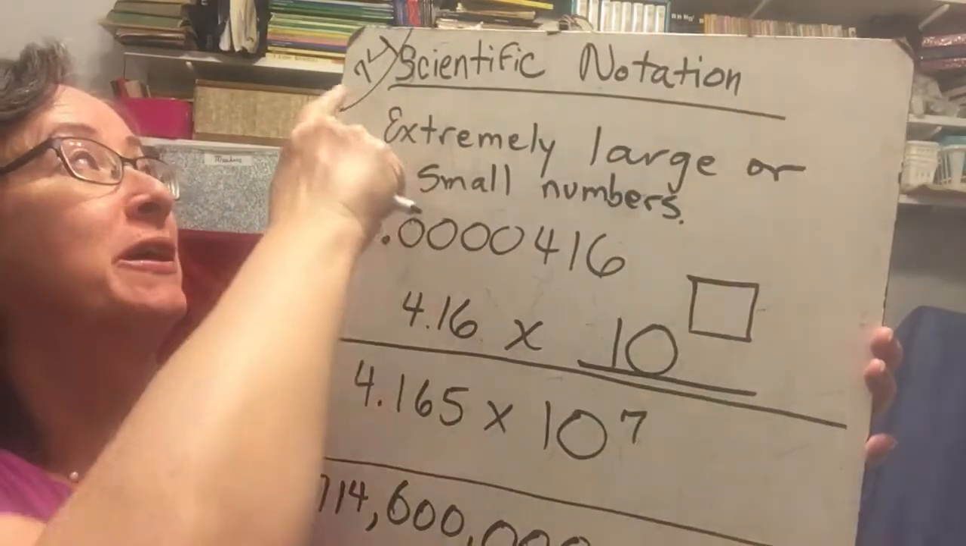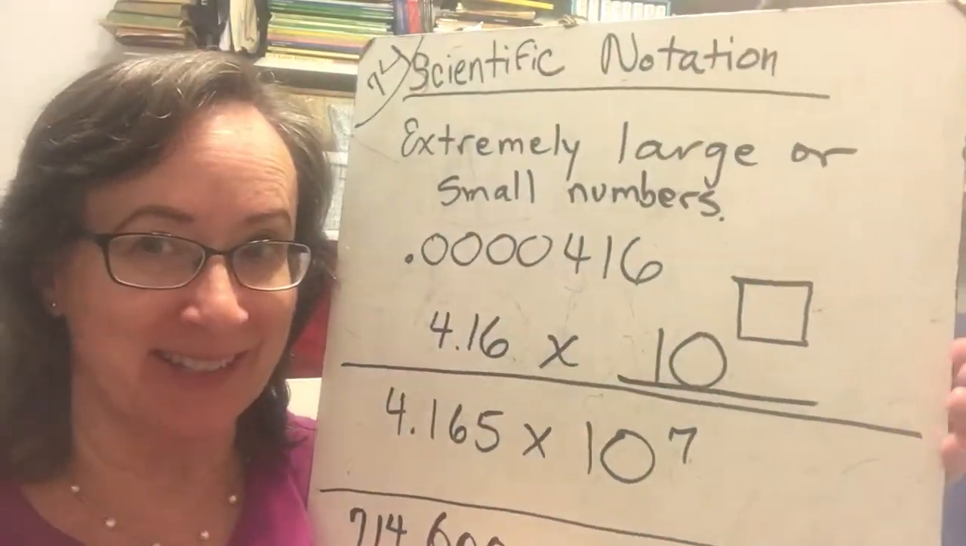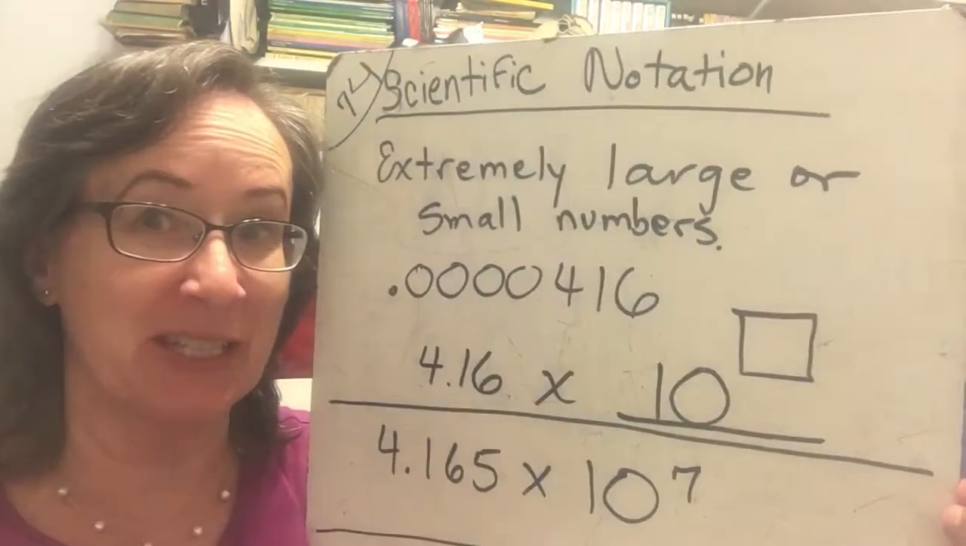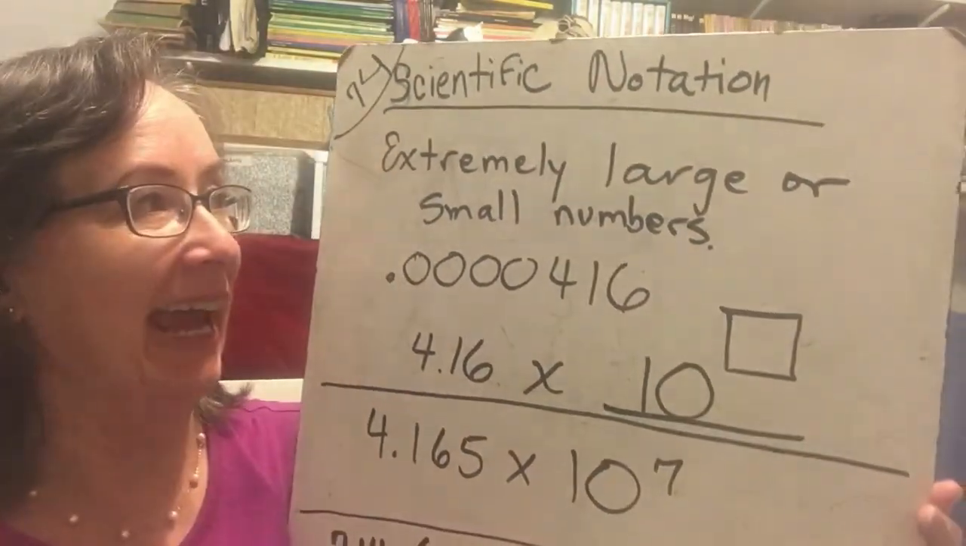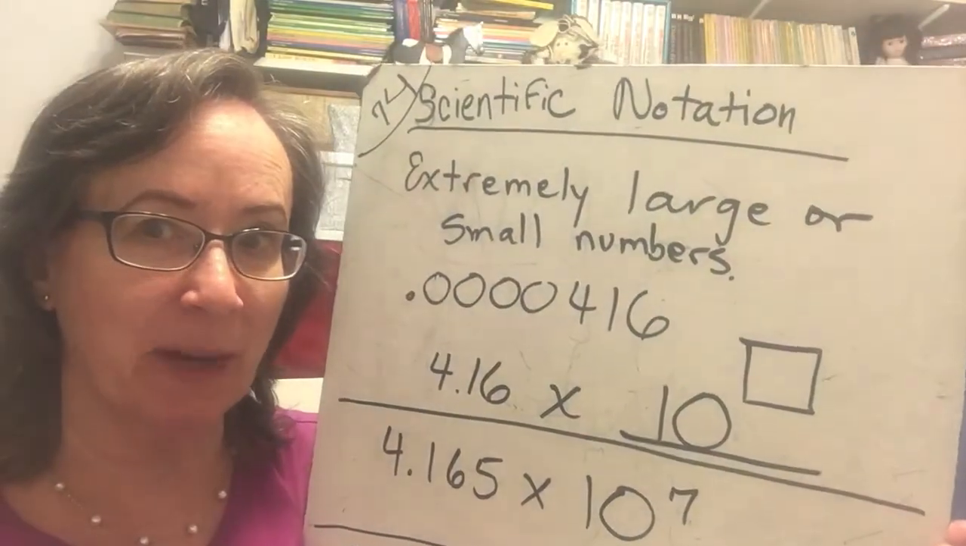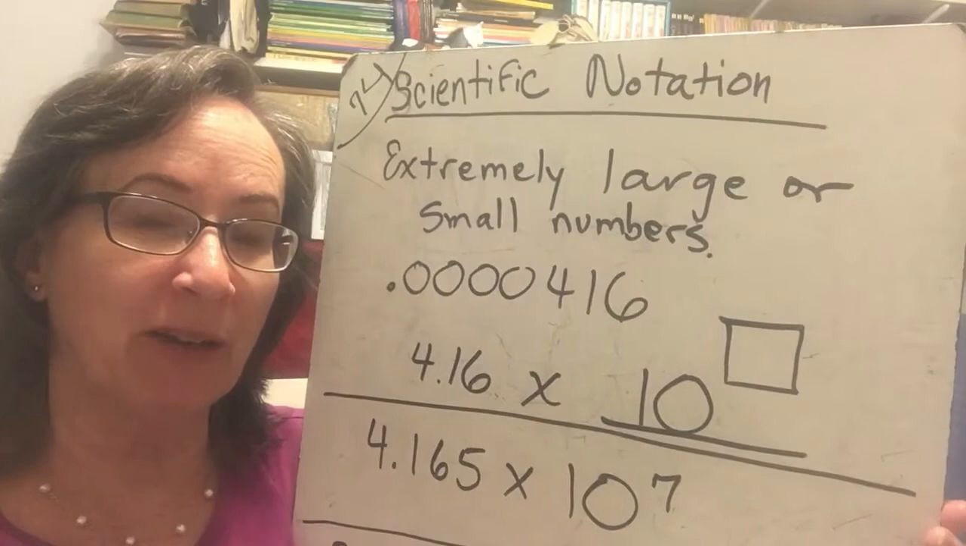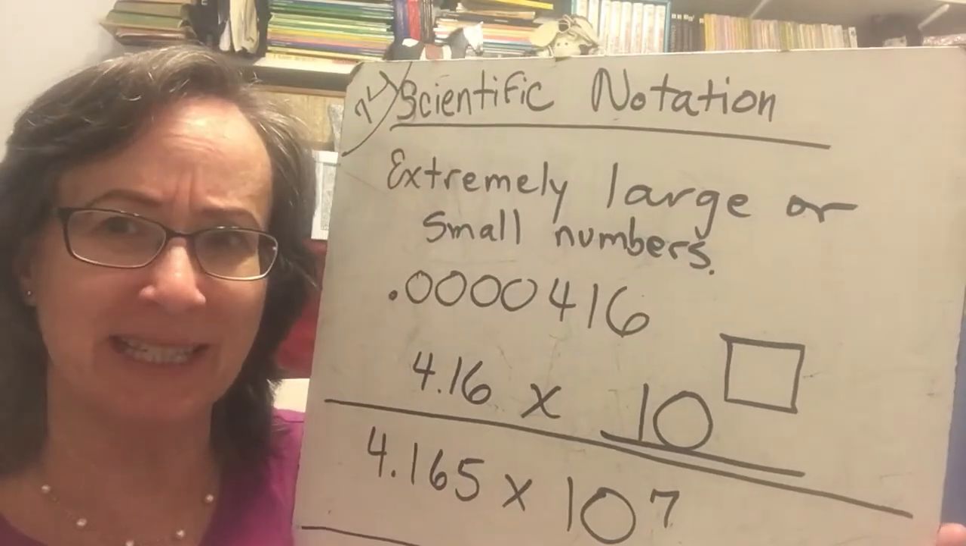Well, tonight we're working on lesson 74 in your Saxon Orange book, and it's on scientific notation, which is very fun and easy, and it is a very nice way to represent extremely large or small numbers so that we don't have to keep track of all those zeros.